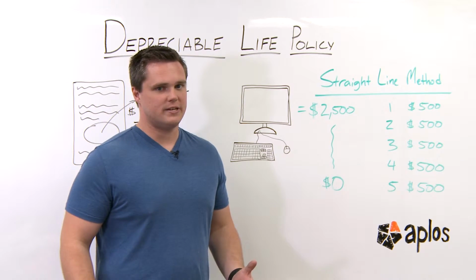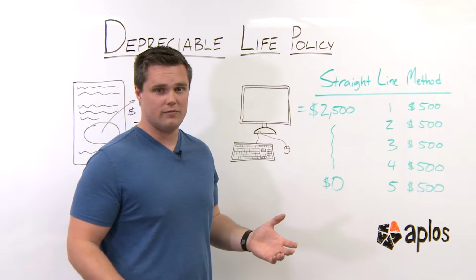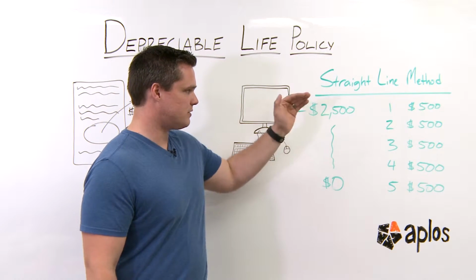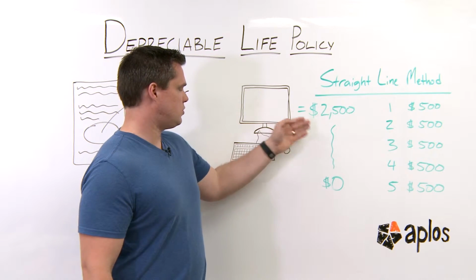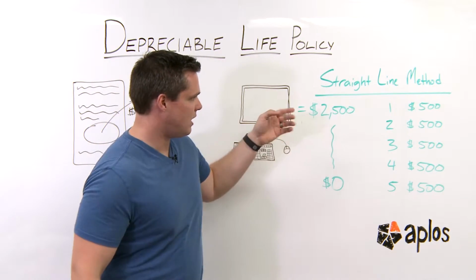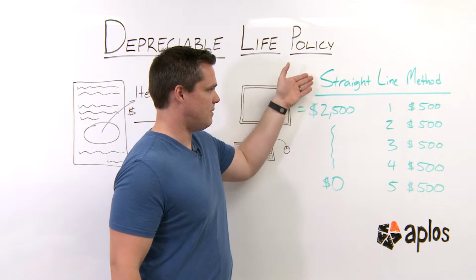So for the sake of simplicity, I'm going to assume that we're going to use the straight line method, which is the most basic form of depreciation. I'll explain that here in a second. And let's say that computers are 5 years, okay? So this computer is $2,500. It meets my threshold, so it's a fixed asset, and I want to depreciate that over 5 years evenly, which is what the straight line method does.